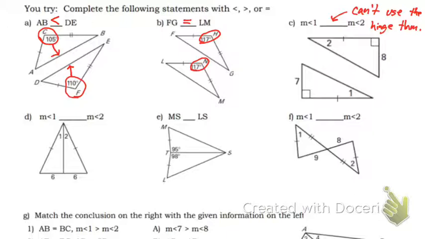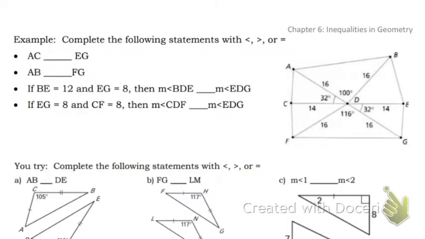Okay, then you guys are going to be responsible for doing these three in just a second. We're going to come back here and we're going to do this one together, and then you're going to be responsible for the other three there, okay? So let's go through this one together. We're supposed to complete the following statement with less than, greater than, or equal to. So they're going to give you like two sides or two angles or something like that.